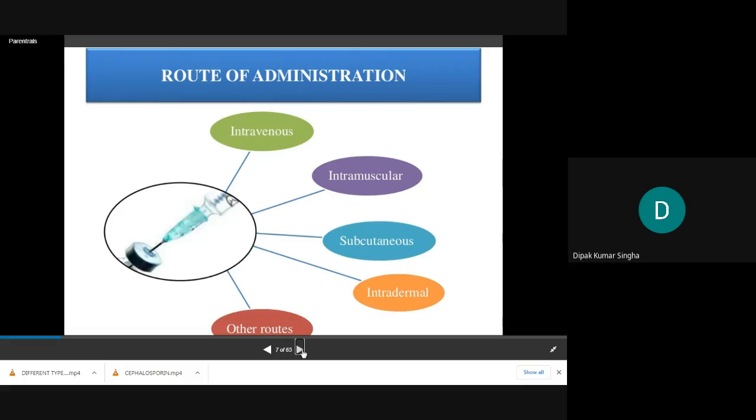So you must have thorough knowledge about the layers of the skin. Otherwise you cannot administer, because you must know where it will be pushed for intradermal, where for subcutaneous, and where for intramuscular. Intradermal is just the dermis layer, subcutaneous is just below the dermis and above the deep muscle, and then the intramuscular. Then the vein is very difficult, and a very skilled person is required for intravenous and other routes. These are the routes of administration of parenterals.